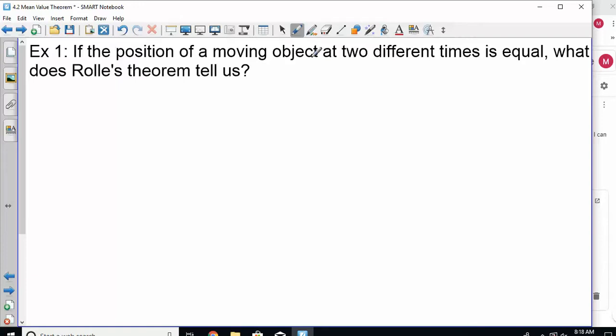If I'm going to take something and throw it up in the air, it will come back down and hit where it started, so its position is equal. But at some point it had to switch from a positive velocity to a negative velocity. So at some point in there the velocity had to be 0. So that's all this is telling us.